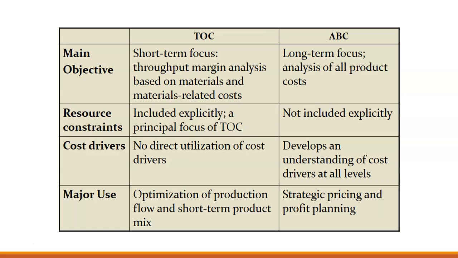Activity-based costing is a long-term focus because this analyzes all of our product costs and activities and helps us develop an understanding of the cost drivers at all levels. We're looking at it for strategic pricing and profit planning. So they're both very useful. Theory of constraints is a very short-term approach, but if we're seeing resource constraints and we're utilizing theory of constraints, we want to look at the long-term picture. We would move into looking at how we're actually costing and what our activities are.